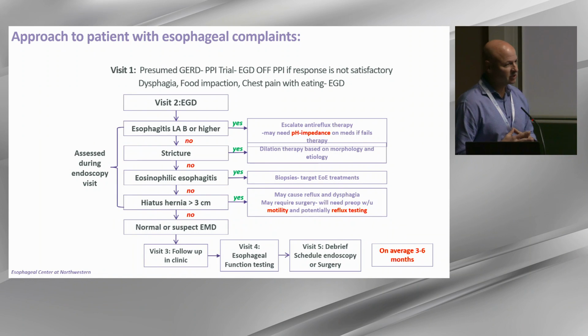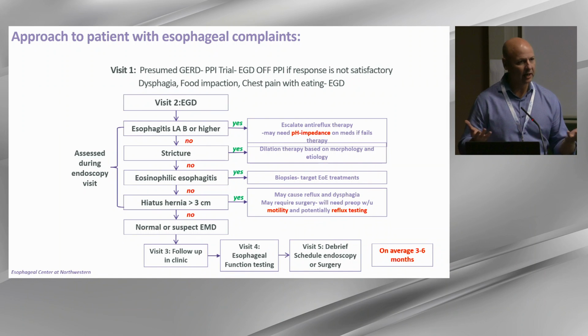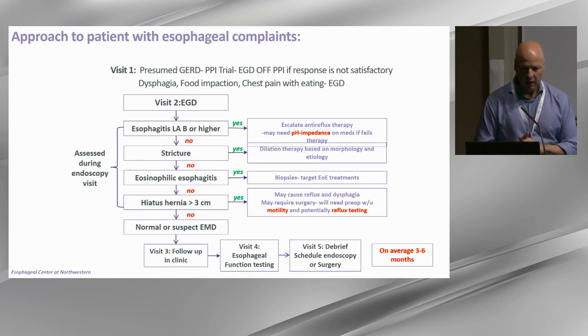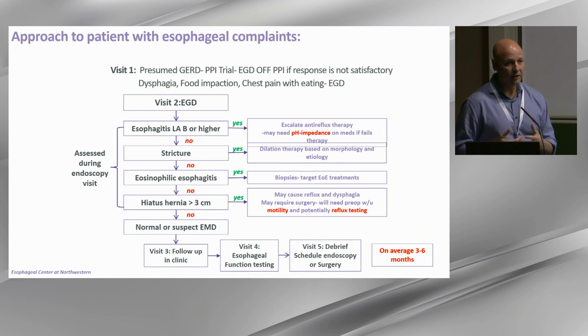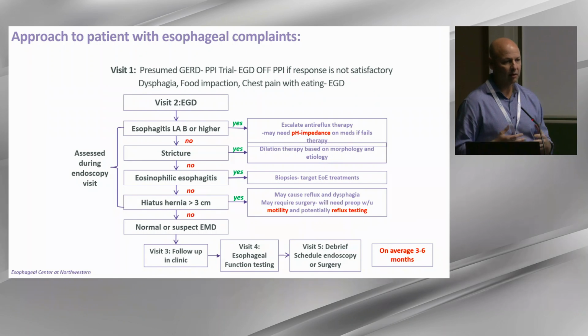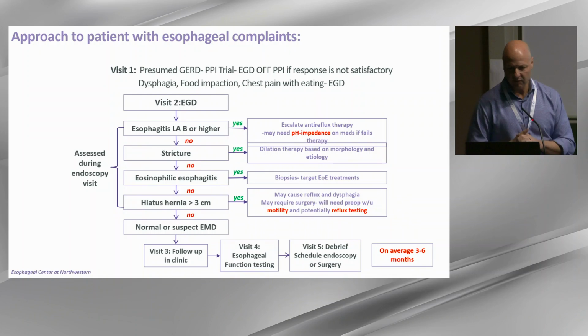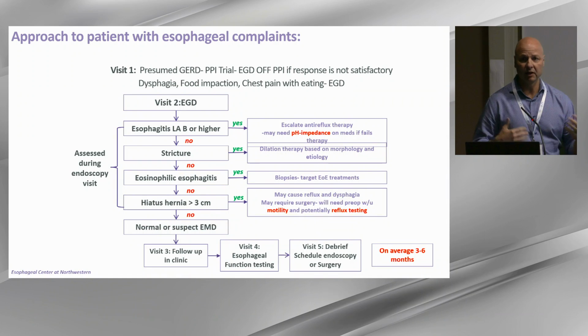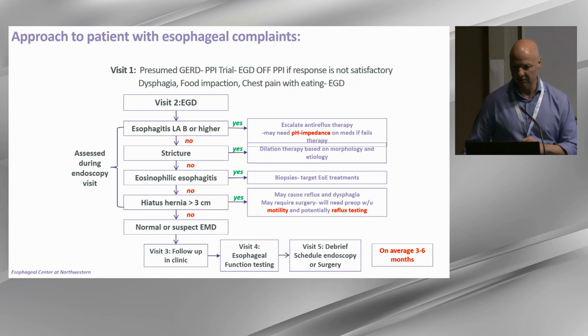So when I see these patients in clinic, I typically perform my endoscopy. I look for inflammation, I look for stricture, mechanical obstruction, EOE, and a significant hiatus hernia. And if that is normal or I don't find an obvious cause, then these are the patients that I will see in follow-up and send for further esophageal function testing. And that could be either motility testing with manometry or the addition of 24-hour pH impedance.